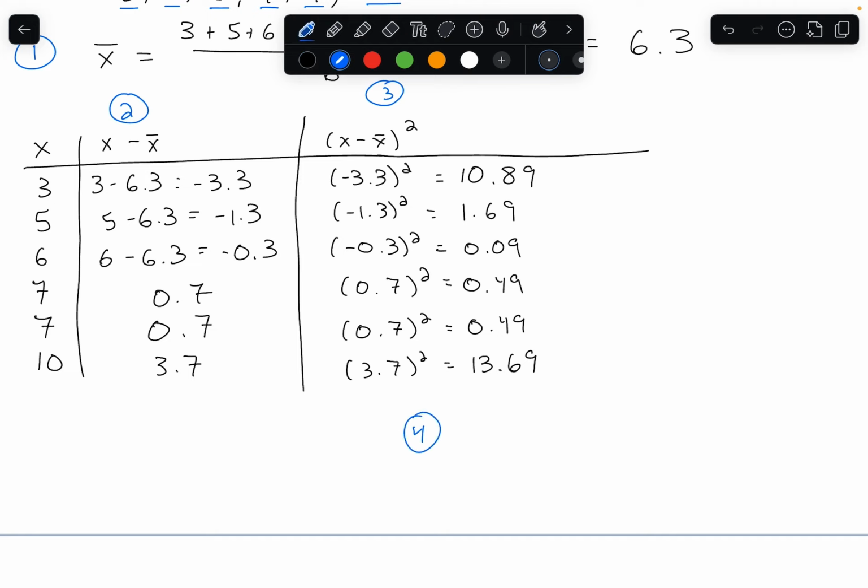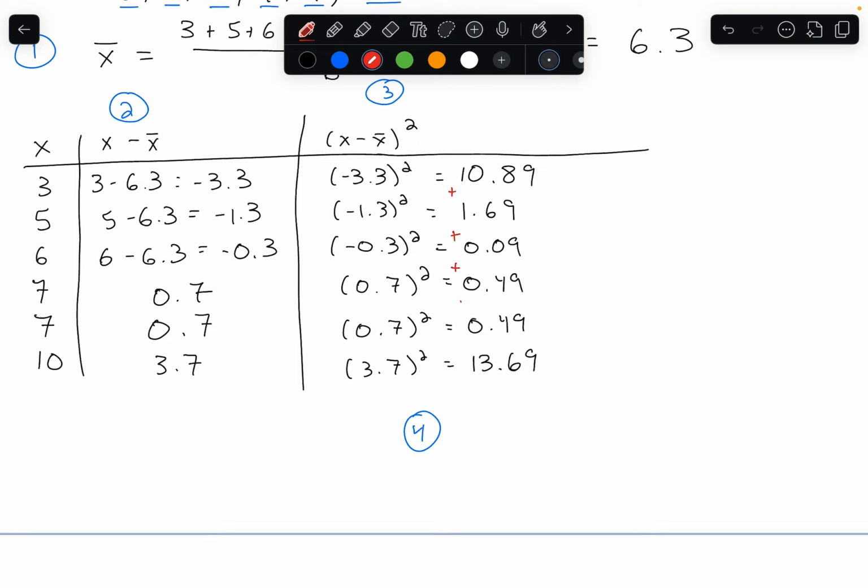So for step 4, I'm taking 10.89 plus 1.69 plus 0.09 plus 0.49 plus 0.49 plus 13.69. Using my calculator: 10.89, 1.69, 0.09, 0.49, 0.49, and plus 13.69. Here I ended up with 27.34. Very cool. Almost done. I would say at this point we're past the hardest part of this problem.